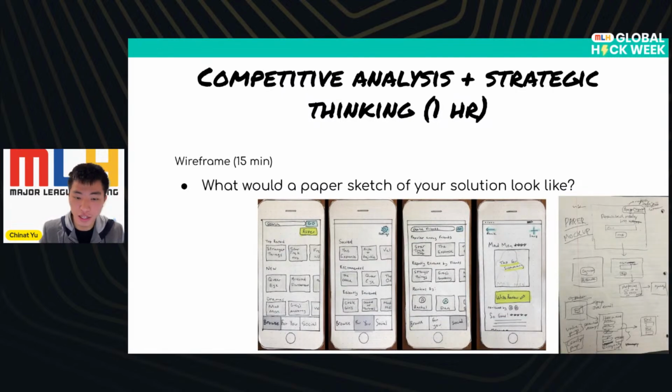Then the next thing you want to do, once you've done that competitive research and analysis, is to create a paper wireframe. A wireframe could be something that you just draw literally on paper, as you can see right here. These are in fact specific paper mockups that I created in past hackathons, where I rapidly draw out what I think the sketch of my solution would look like.